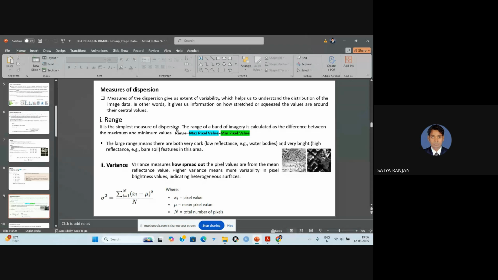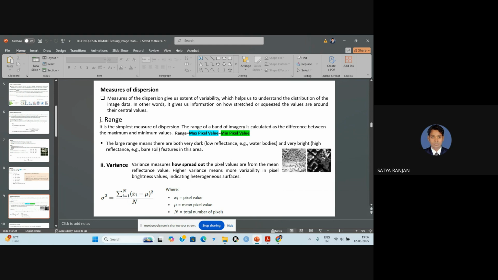So this is the basic information we have known. A large range means there are both very dark areas, that is water bodies, and very bright areas, that is bare soil or sandy areas. So basically anyone can know that if the highest and lowest values are present over a wide area, then it may be a river or near coastal areas. So the range gives different information about the scene.